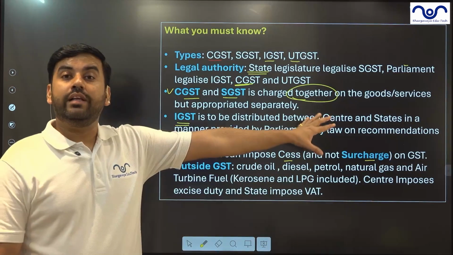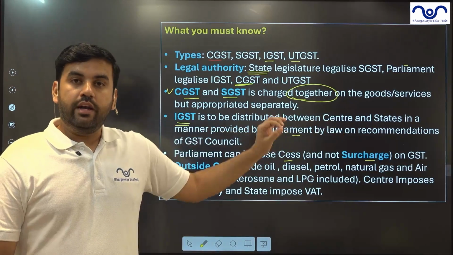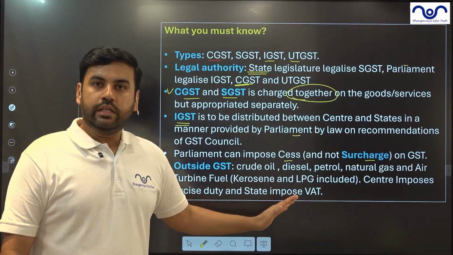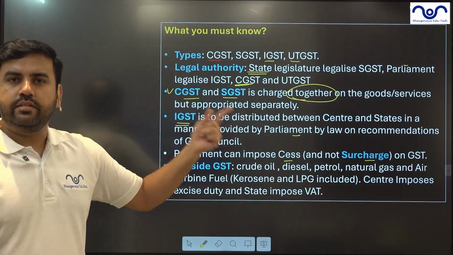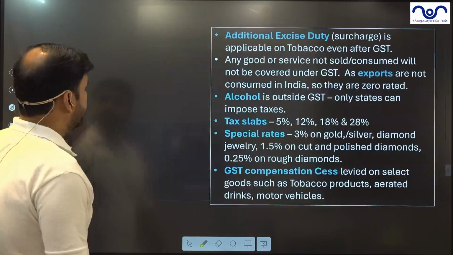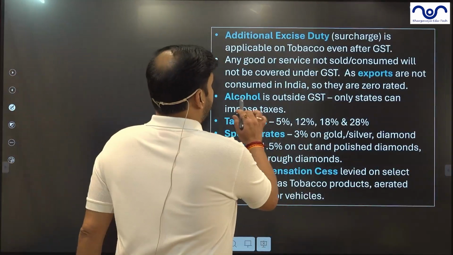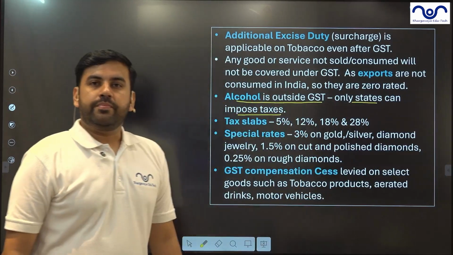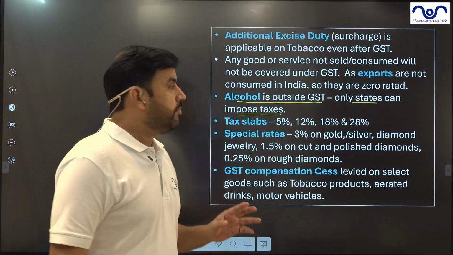The same is true with alcohol also. So alcoholic drinks are under the state VAT. It is not under the GST. That's why the alcoholic prices are different across India. Now, alcohol is outside GST, only states can impose taxes, as I've told you. It is also outside the GST.